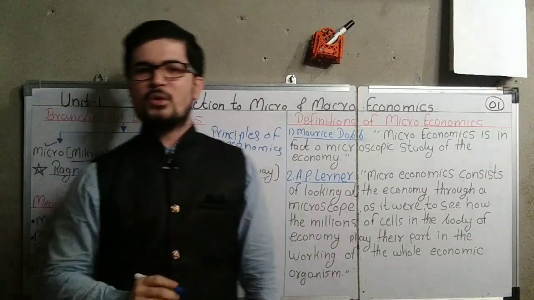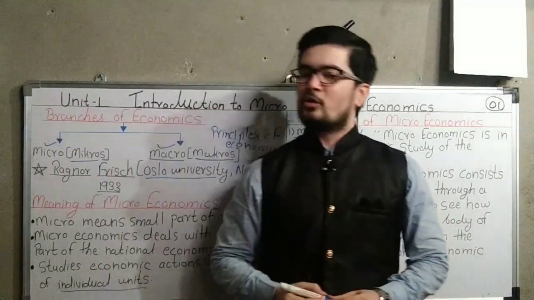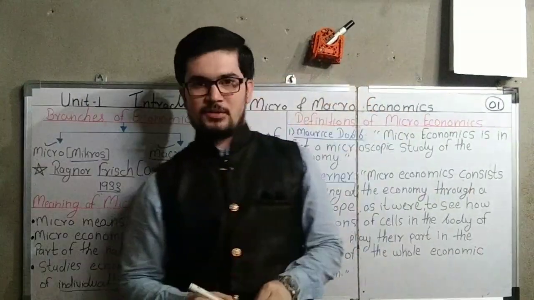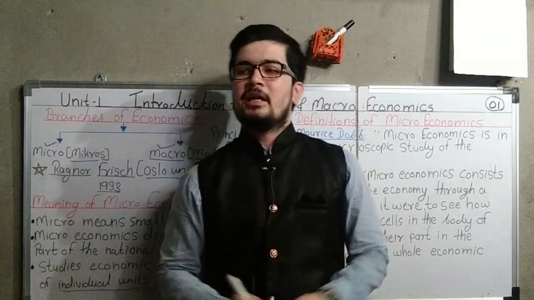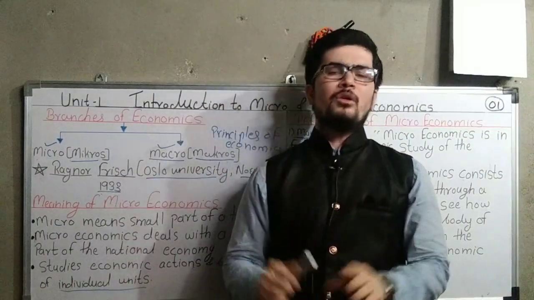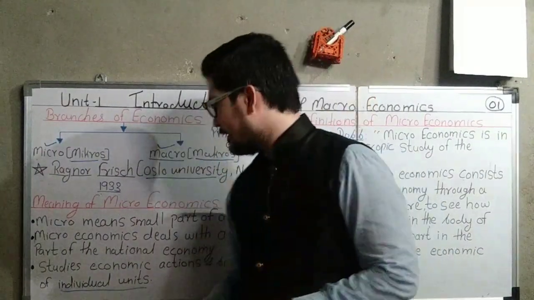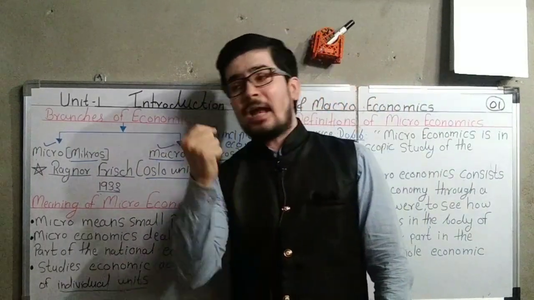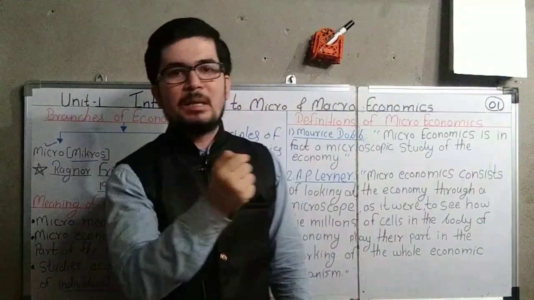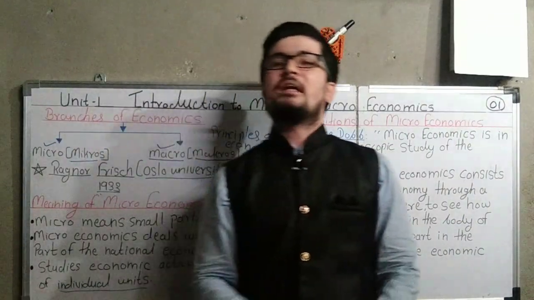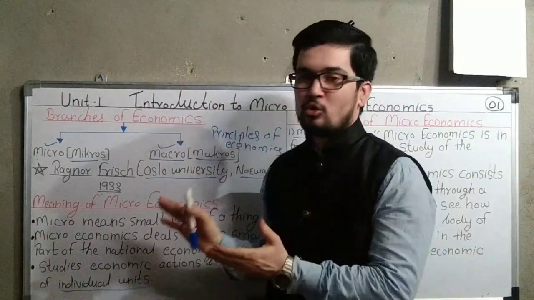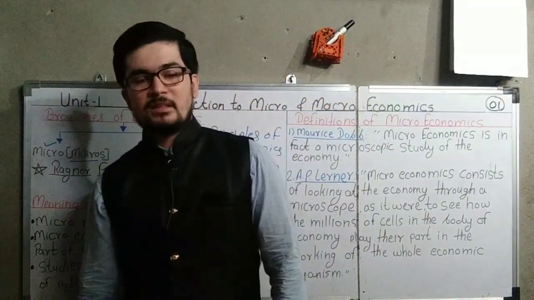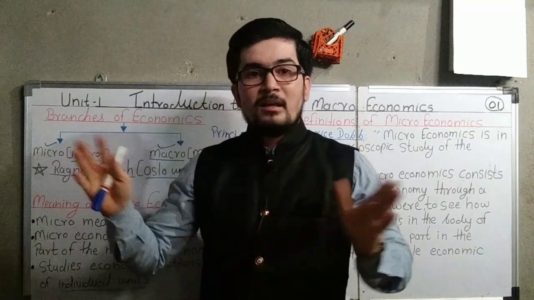What is meant by individual units is that in microeconomics, we discuss single things. It can be a single person, a single producer, or the price of a single product. So in microeconomics, we discuss the actions and behavior of the individual units. How an individual customer will behave in the market in a given situation is what microeconomics studies. So microeconomics is a branch of economics which deals with small units, not with large units.